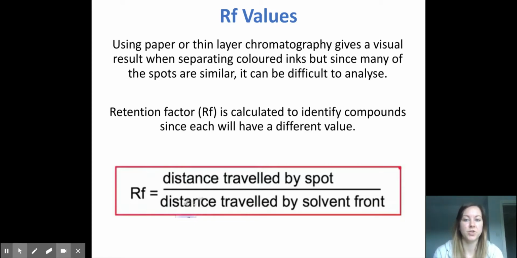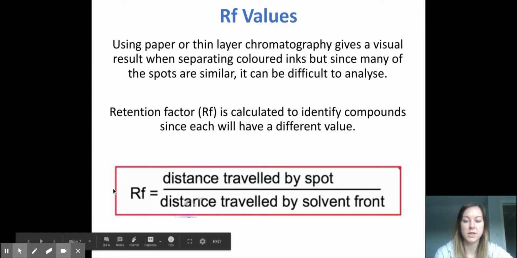When we get a very visual result when separating our coloured inks on paper or thin layer chromatography, the spots can look quite similar and it can be quite difficult to analyse, like I said earlier. So what we can use is this thing called the retention factor, and it can be calculated to identify the components, because every single one will have a different value. So every different compound will have a different RF value. It will travel a different distance than other components.